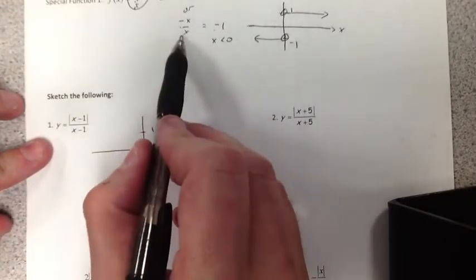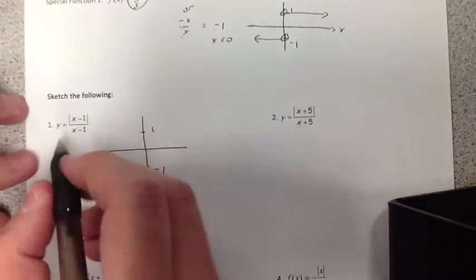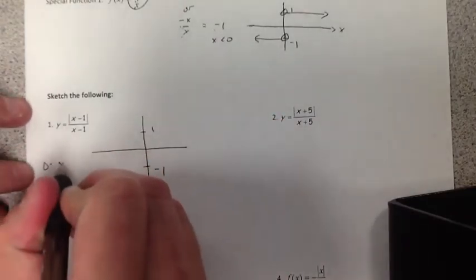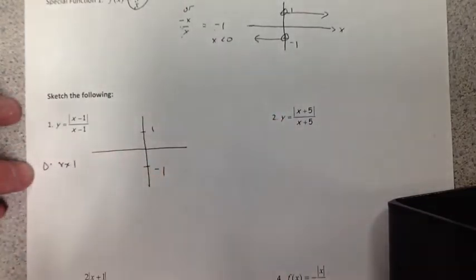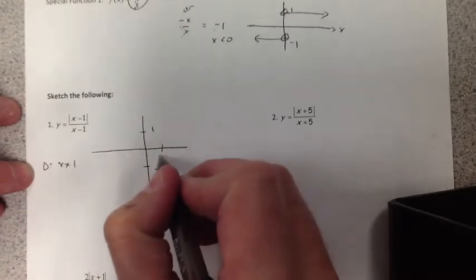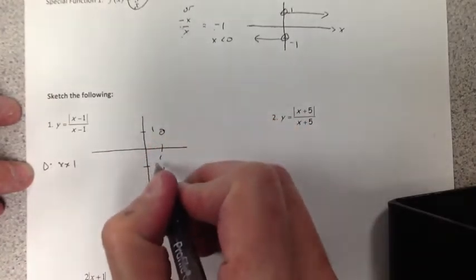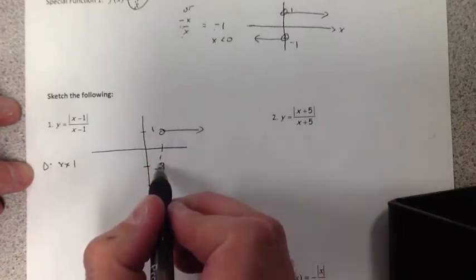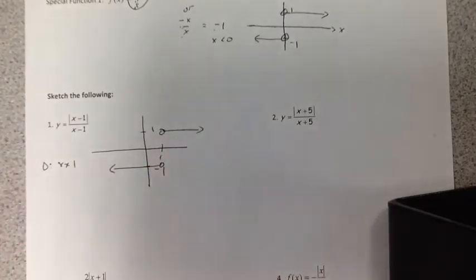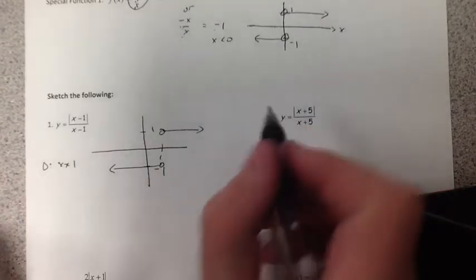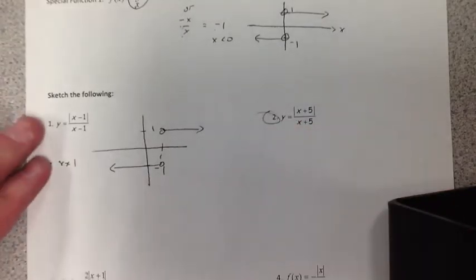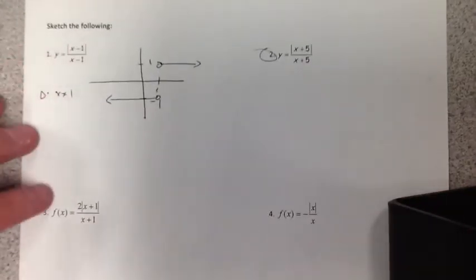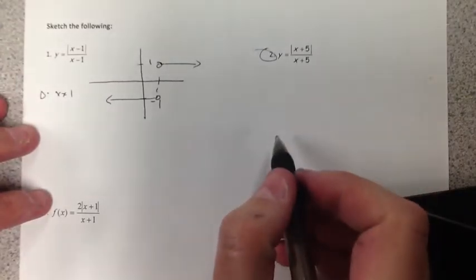Now, what's different from the original parent one is what x can't be. We do have a domain restriction. X cannot be 1. So at 1 is where we start this time. Put a hole here and a hole here. So it's positive to the right, negative to the left. And there we have our graph. So go ahead and try number 2 here real quickly. Or pause it, and we'll start it.